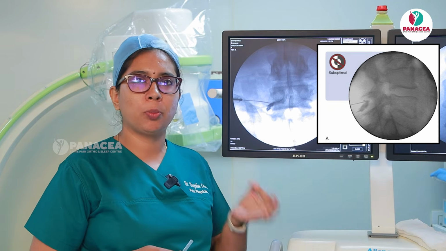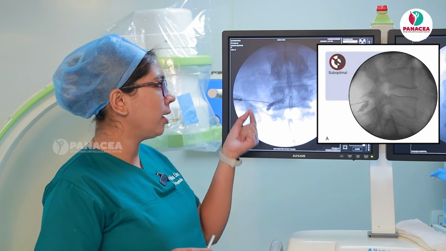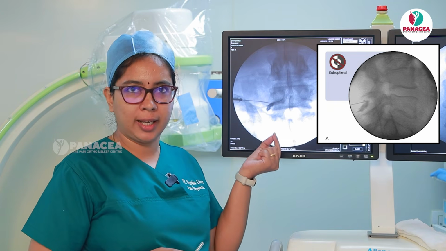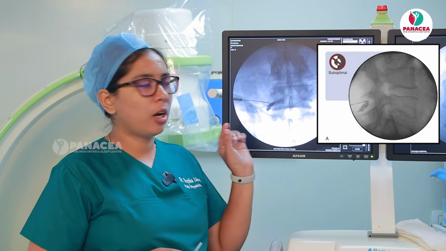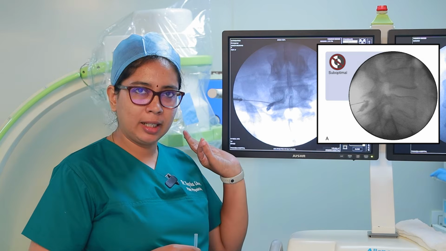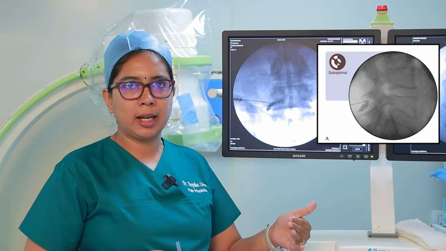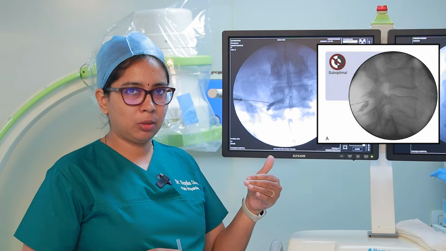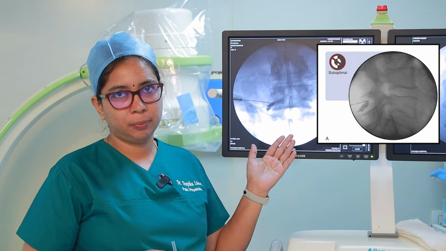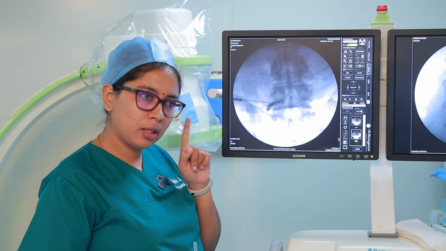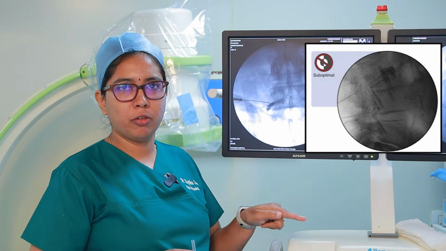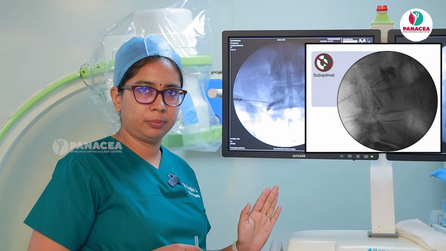So only 0.2 to 0.3 initially you give. If you see a muscular spread of the dye, that means that your depth is not enough. So you have to push the needle slightly more, check again in lateral position if you are in the right place, and then only go ahead. If you are too lateral, and your depth is showing that it is already deep enough, that means you're too lateral.